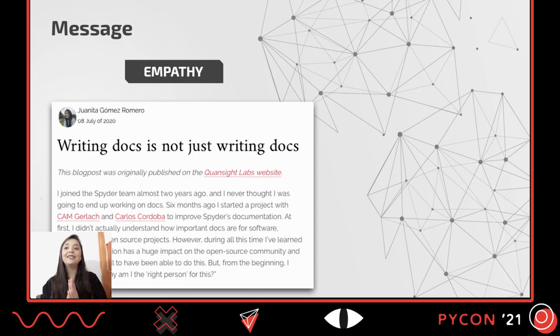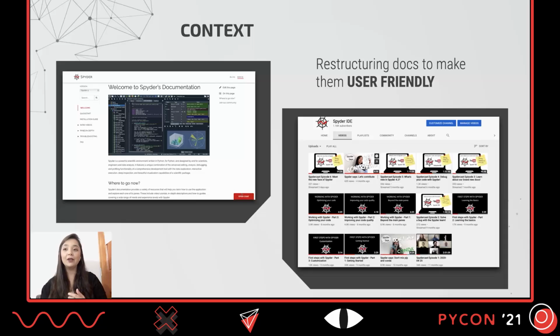But empathy is the main concept in this. So, context. I wanted to tell you my own experience in Spyder. The lessons that I'm going to talk about are from my own experience, especially in documentation, but I'm quite sure that they are applicable to other educational or promotional content in software.